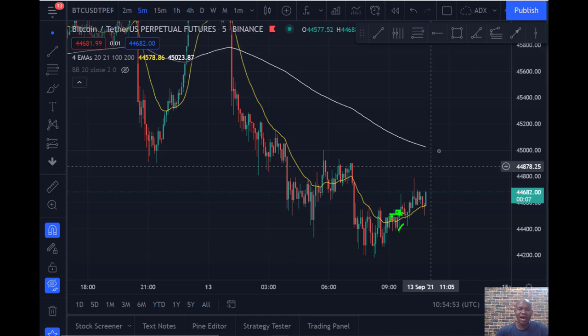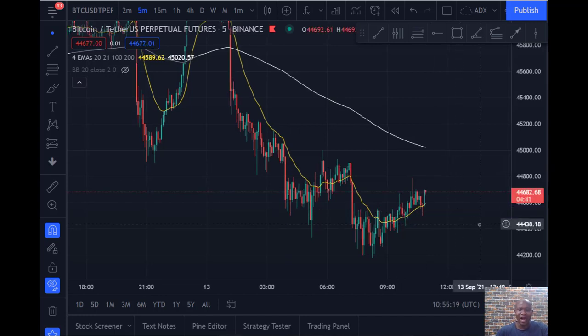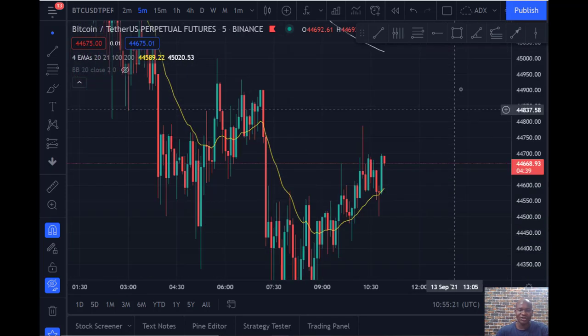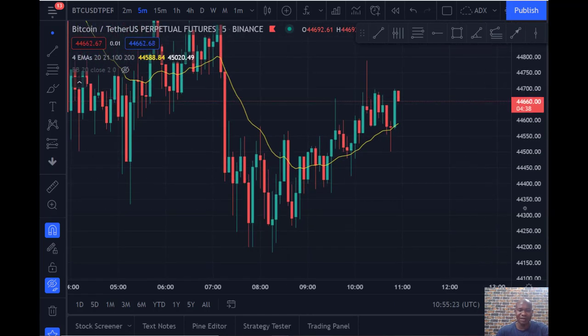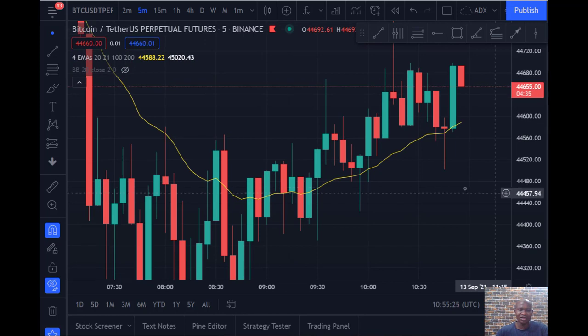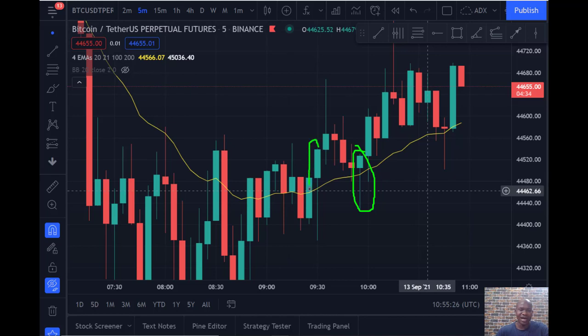Or whereby we have a hammer. A hammer is this. I'll show you practically, so you see what we're talking about. This is a hammer candle. Let me stretch it. You can see this kind of candle here, we call it a hammer candle. You can see another one here. These are hammer candles. You can see the long tail here. So these are the things we look out for.